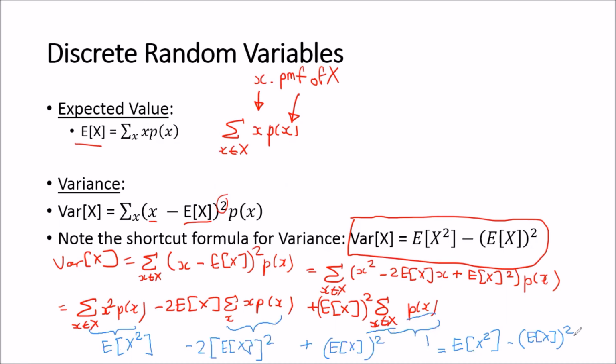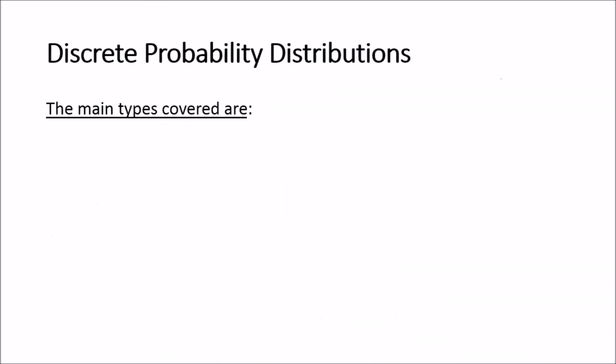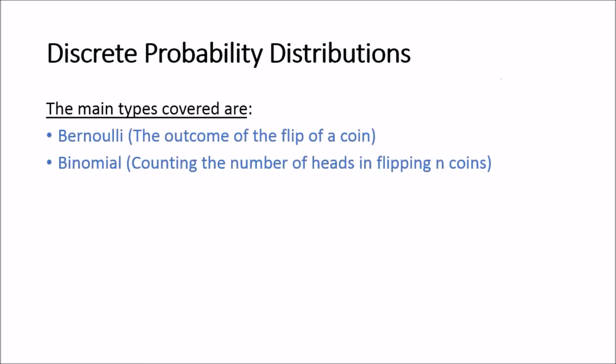We have the result for the variance of the discrete distribution, or the variance for discrete random variables. And this formula also holds for continuous distributions. Its derivation is just slightly different, but it follows along the same lines. Now I will proceed to discuss the discrete probability distributions that we will be covering in this probability theory playlist. The main types that I'm covering are the Bernoulli, which represents the outcome of a flip of a coin. These are the analogies that I'm going to use to introduce them to you.